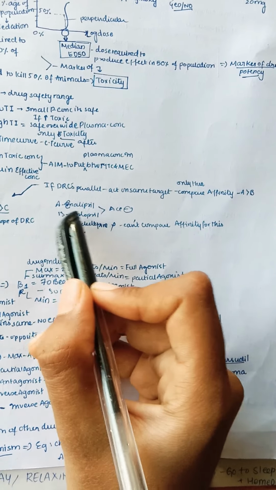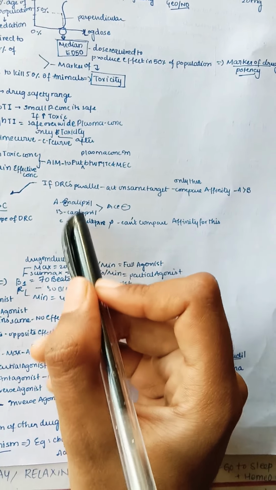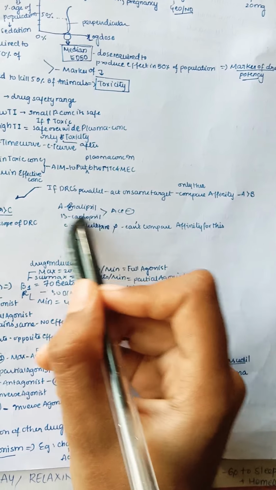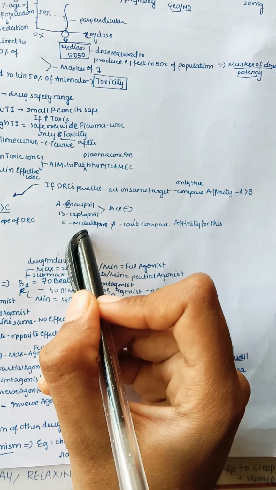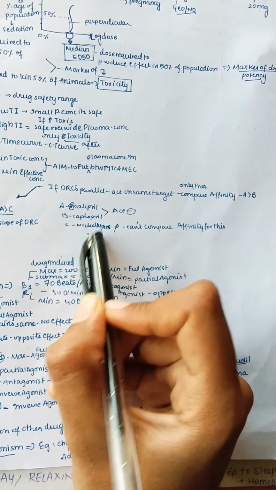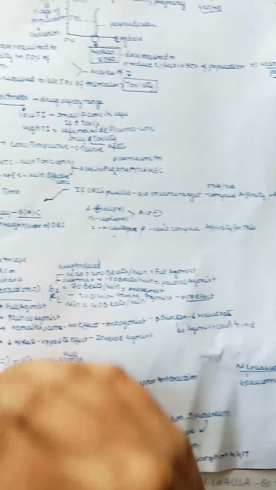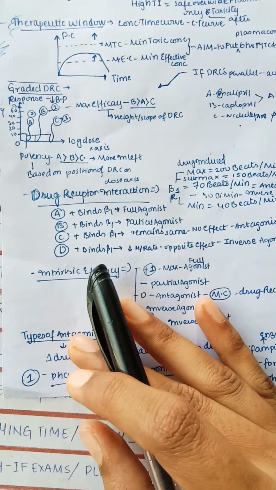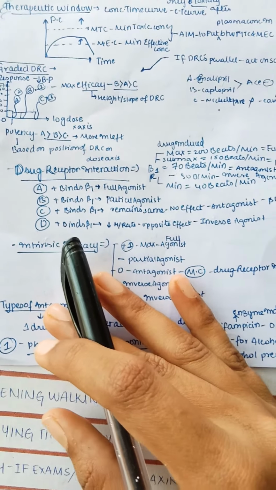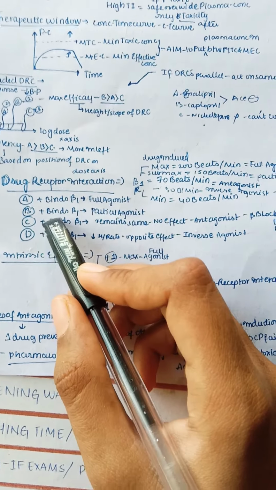So here, for example, A is enalapril, B is captopril. Both are ACE inhibitors, so these can be compared. But C is maybe nifedipine, which is not comparable with them because we can't compare affinity for this. So this is how we use the DRC curve to find that out. Now let's see drug receptor interaction.